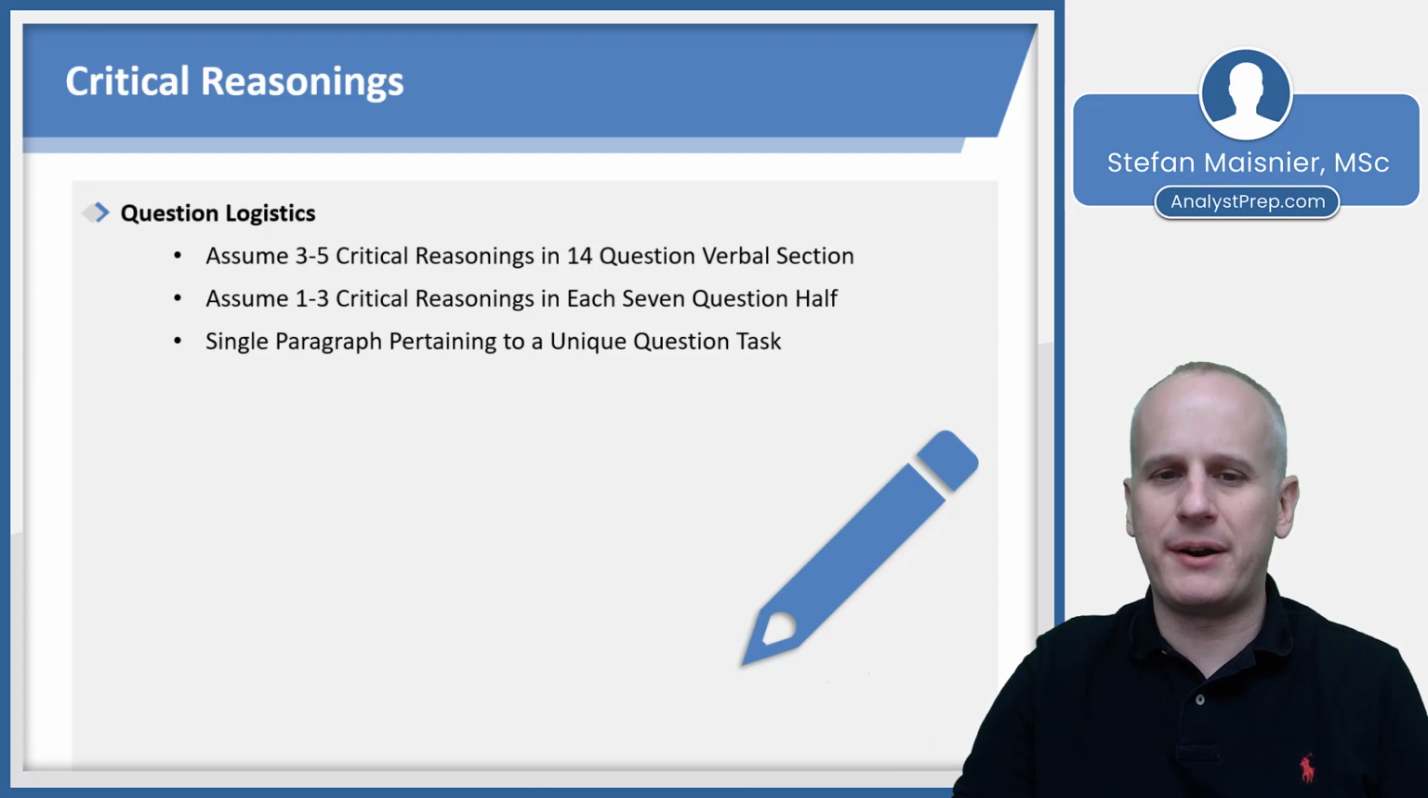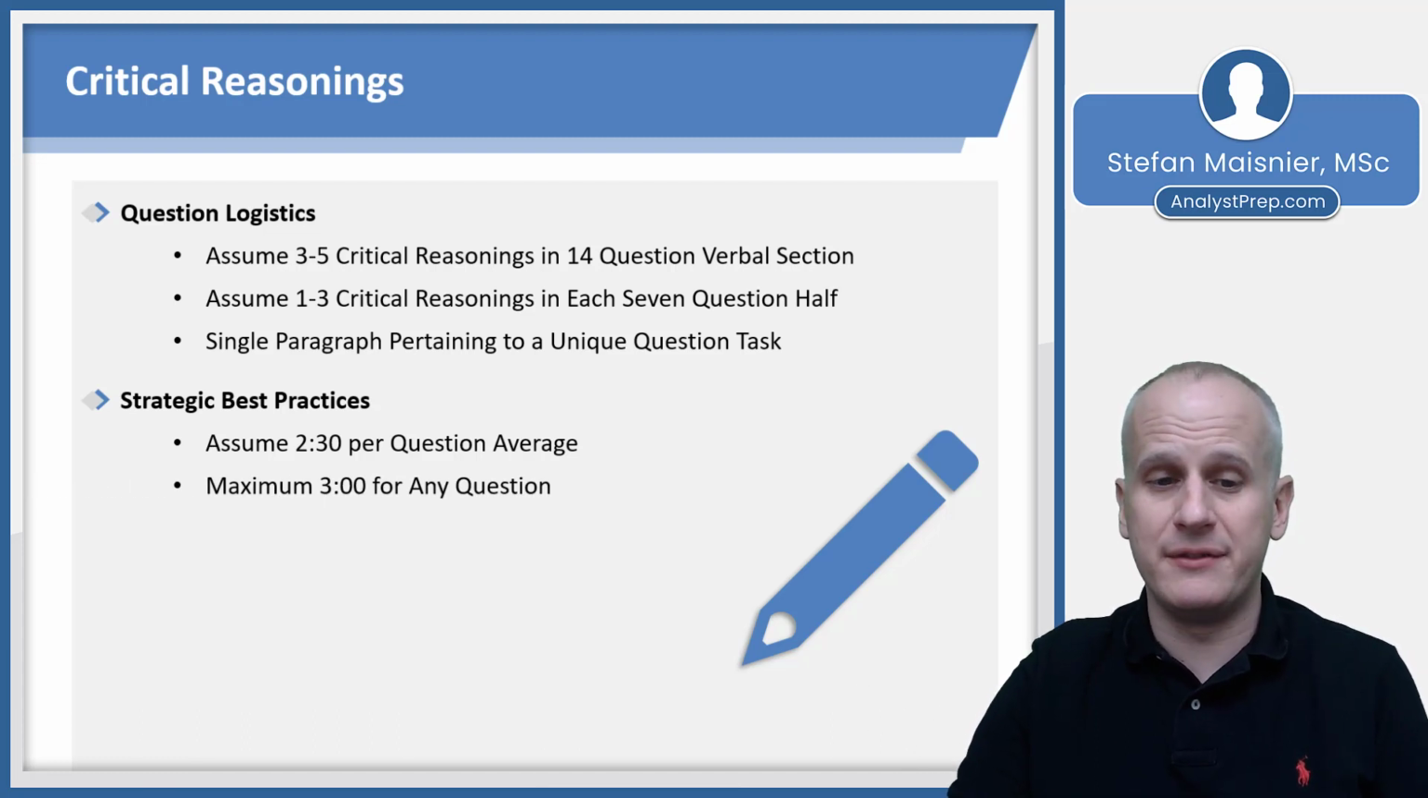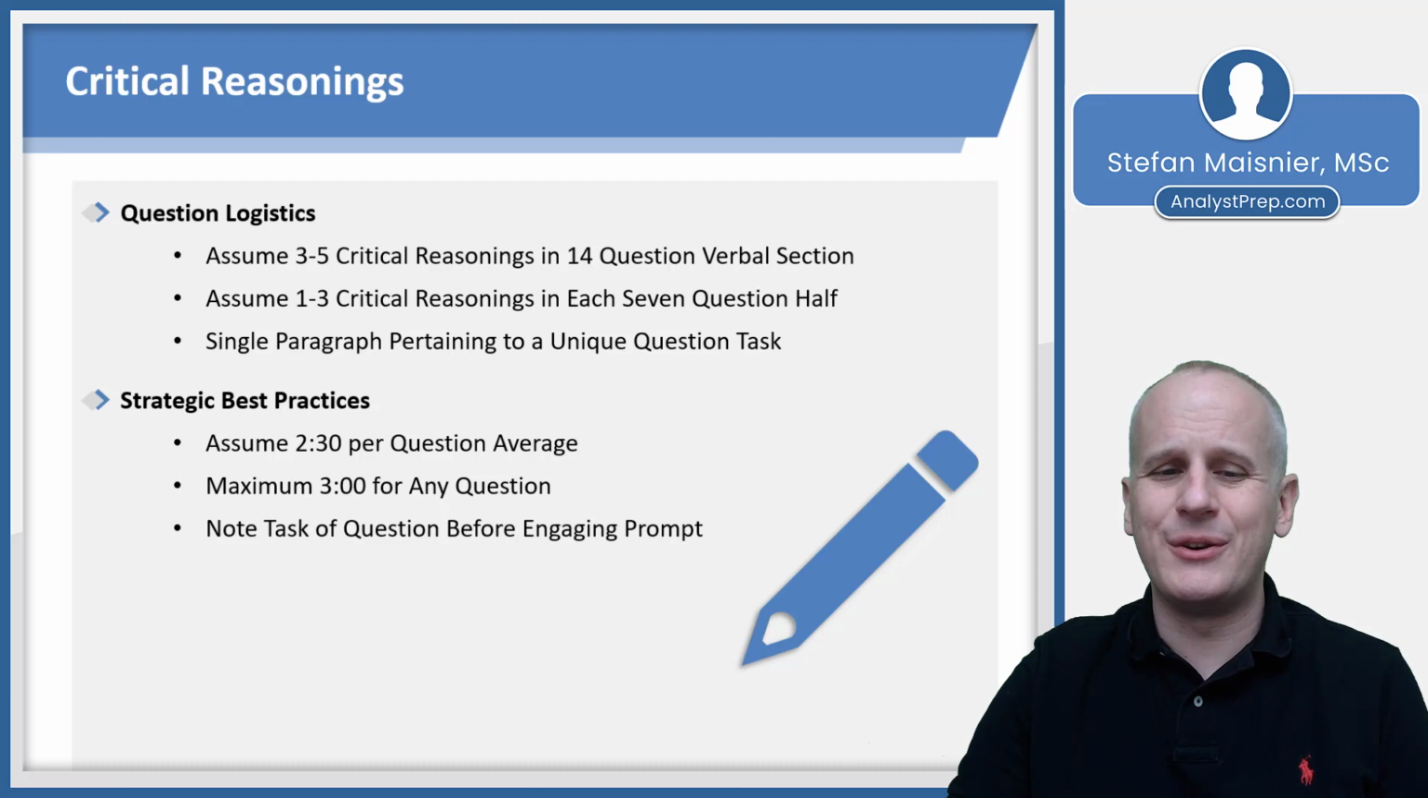You're going to have a single paragraph pertaining to a unique question task for each of these question formats. Your strategic best practices: you're going to want to assume about 2.5 minutes per question on average, because you've got to note the details more closely. You're going to have a maximum of 3 minutes for any of these question types. You're going to want to note the task of the question before engaging the prompt.